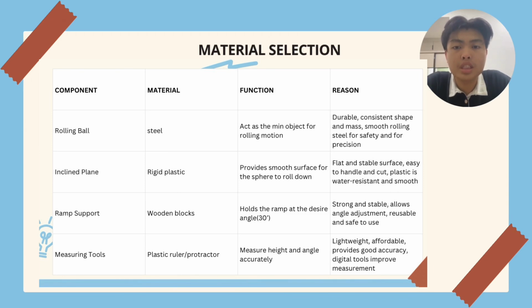The last one is measuring tools. The material is a plastic ruler and a protractor. The function is to measure the height and angle accurately to answer the question. The reason is that they are lightweight, affordable, provide good accuracy, and improve measurement.